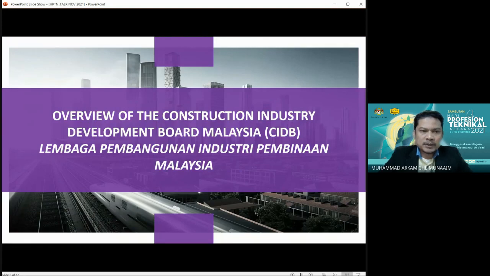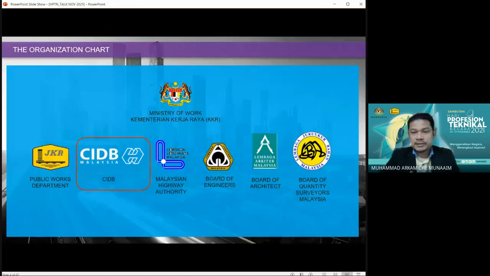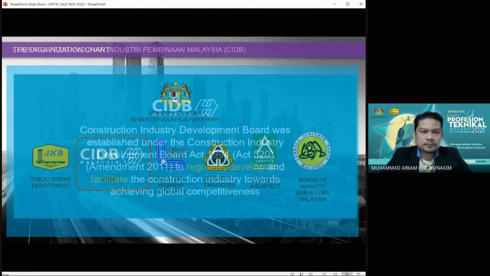A little bit about CIDB, an overview of CIDB Malaysia. It's actually an agency under the Ministry of Works, Kementerian Kerja Raya KKR, besides other agencies which are also JKR, Malaysian Highway Authority, Board of Engineers, Board of Architects, and as well as the Board of QS. CIDB is one of the agencies, especially on the construction sectors.